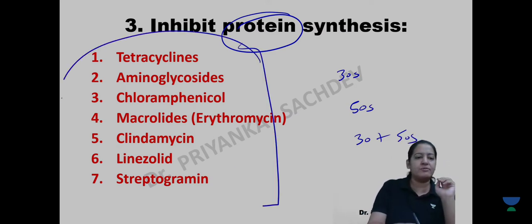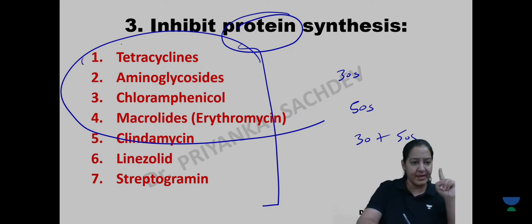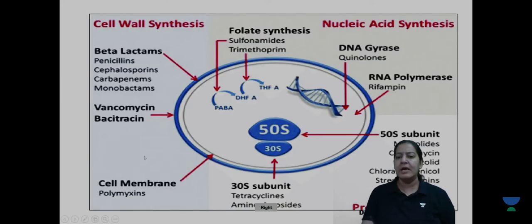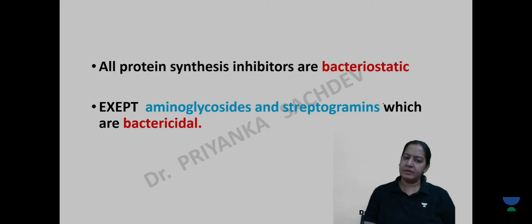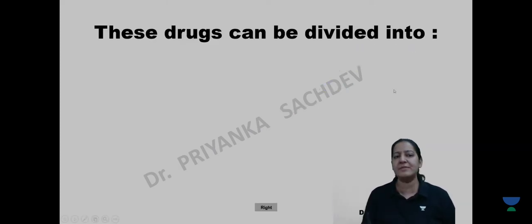But out of the 7, the first 4 are super important that we will study today in a comparative manner: the tetracyclines, aminoglycoside, chloramphenicol, and erythromycin. Apart from it, clindamycin, linezolid, and streptogramin are also there, right? You have to learn the names. These are the ones which inhibit protein synthesis, you can see, right? So they all are bacteriostatic. They don't kill the bacteria, but they stop the bacteria from cell division.